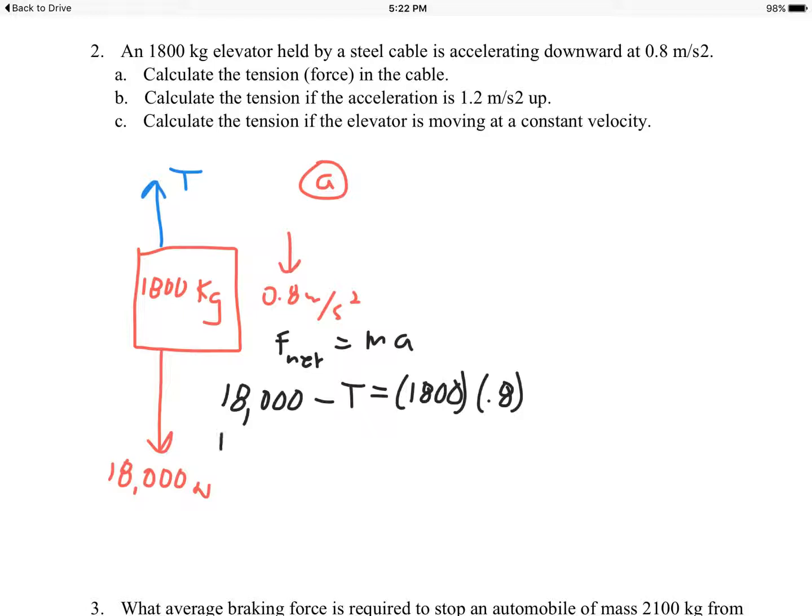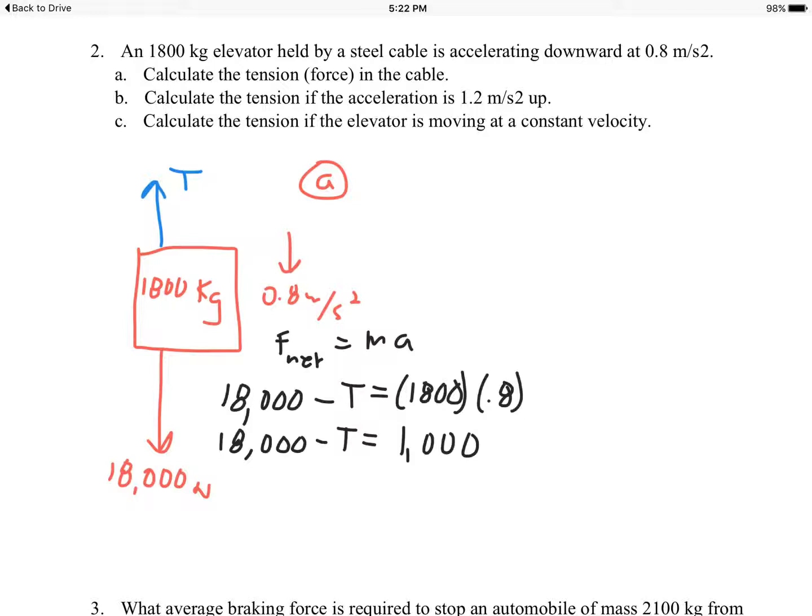Now if you do the math here, you have 18,000 minus T equals, well, it's 1440, but we'll need to round that off to 1,000 because I'm going to need to combine that with the 18,000, and the 18,000 is only good to the thousands place. So I've rounded that off to 1 sig fig, as you'll see here as I move things around.